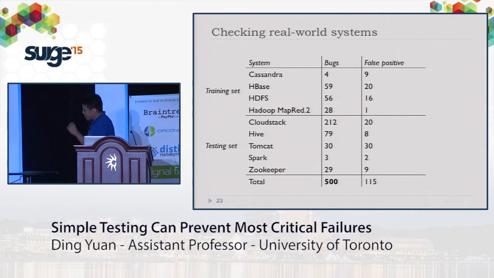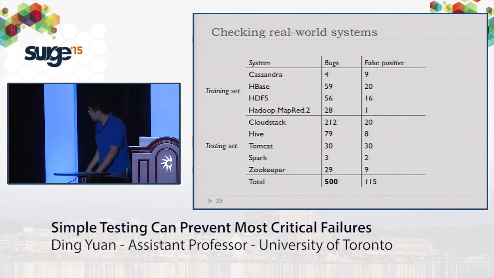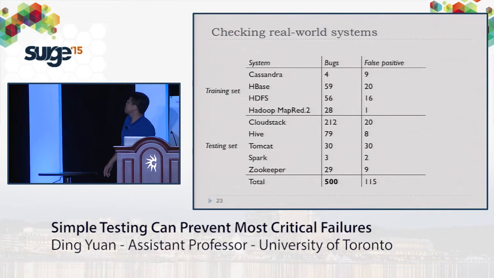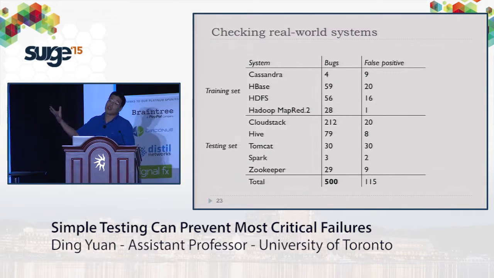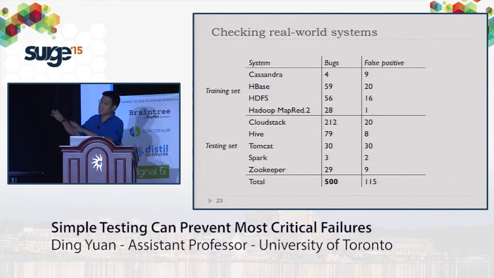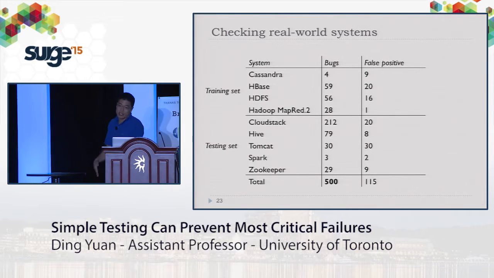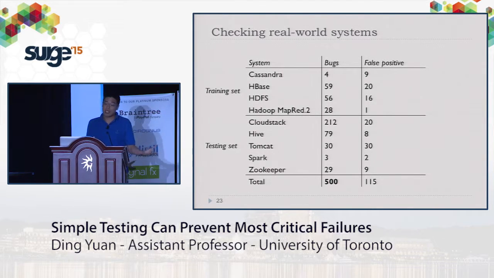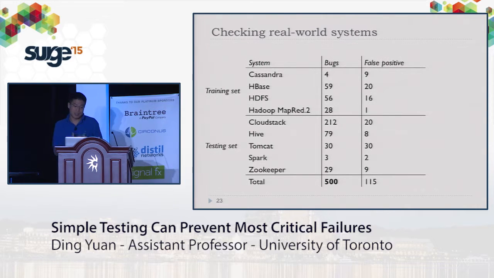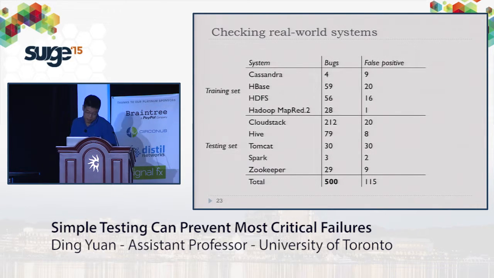We applied the tool on 9 distributed systems. 4 of them are already included in our study, so we call this set the training set. And there are 5 new ones that were not included in our study. We call them the testing set. And here's the result. You can see that first, Aspirator reported 500 bugs. And also that for every single system, Aspirator reported at least 1 new bug.